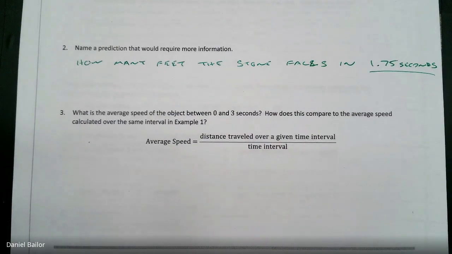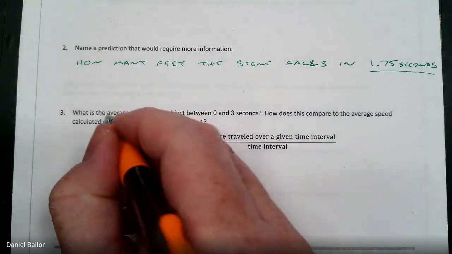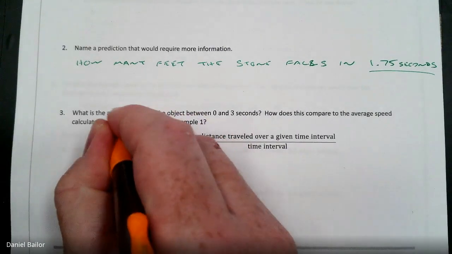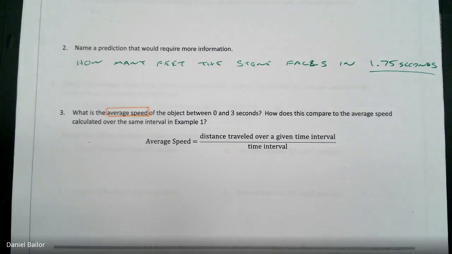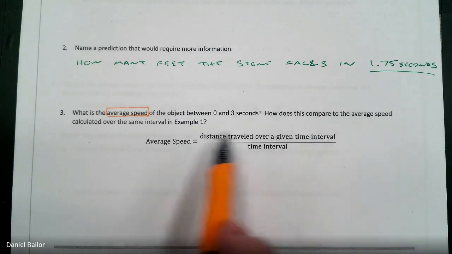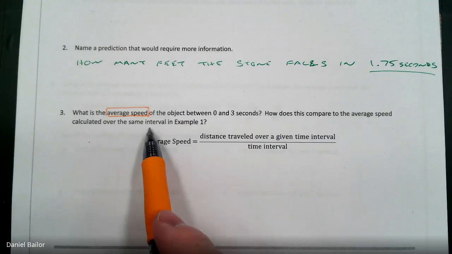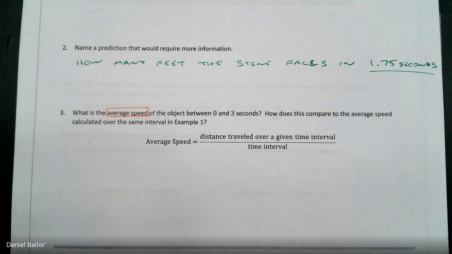Let's look at number 3. What is the average speed? And here we go, average speed. That's why I gave it to you in your notes. So you need the equation. They give you the equation right here too. So that's 2 times you've seen the average speed equation. What is the average speed of the object between 0 and 3 seconds? How does this compare to the average speed calculated over the same interval in example 1?